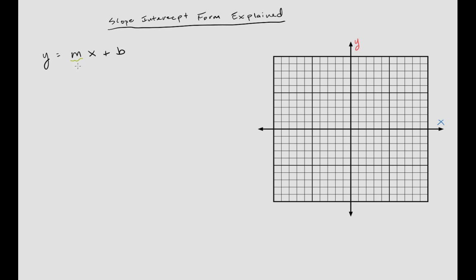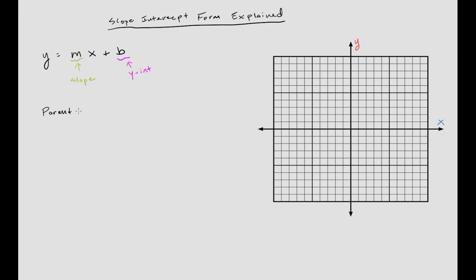So first off, just the names here. M is the slope and B is the y-intercept. Before we actually use that, it would be kind of nice to understand why it's the slope and why it's the y-intercept. So to do that, we're going to look at a couple little details here.